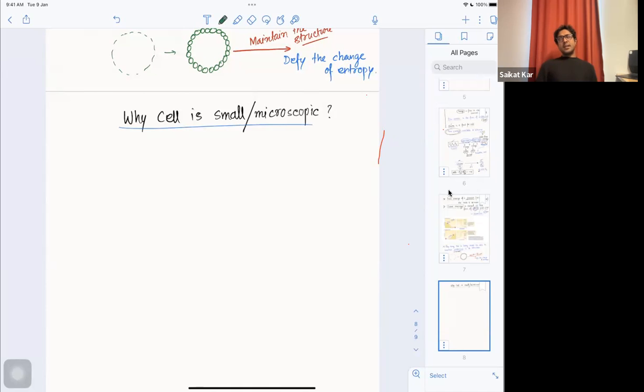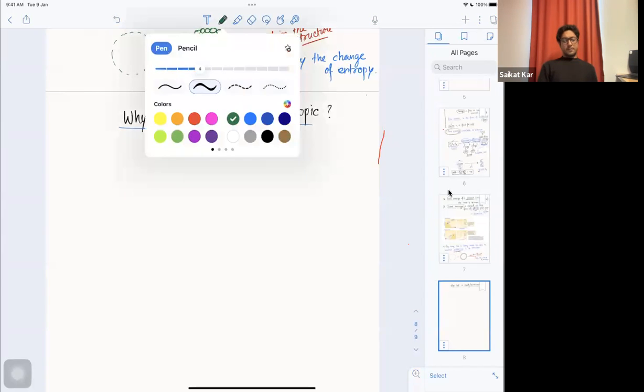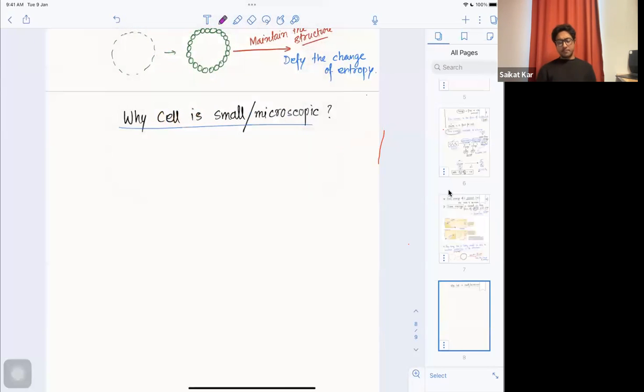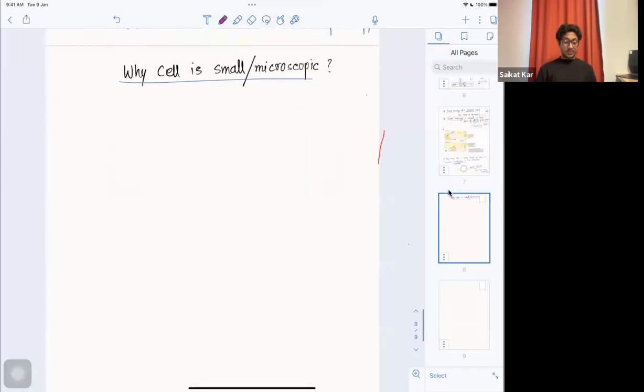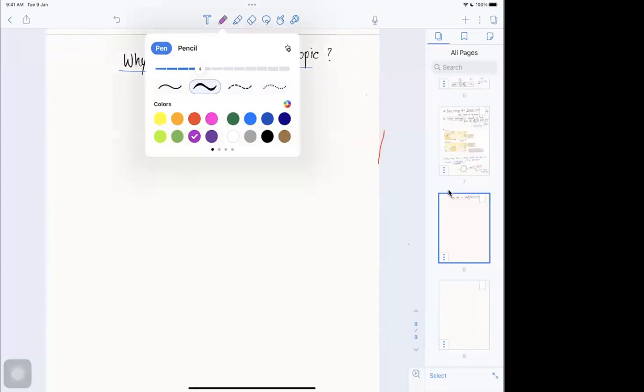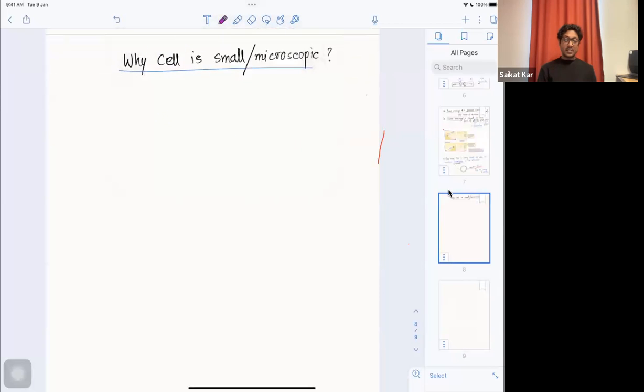Yeah, the idea is almost correct. But we will try to explain it with the help of some physics. Sir, there can be division of labor. Yeah, but if there is a single cell, there is no need of division of labor. So why do we need division of labor? A single cell could have done the work.